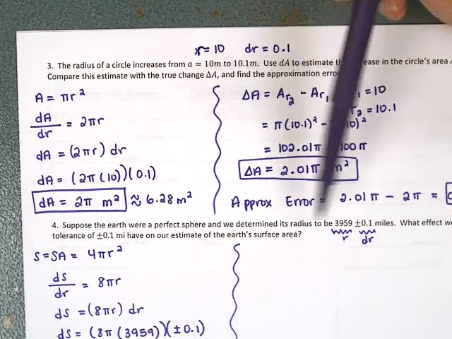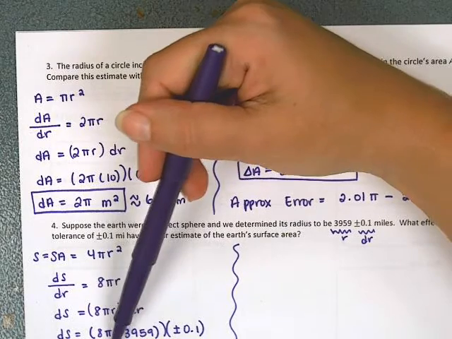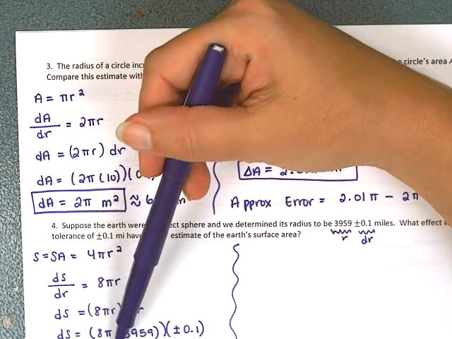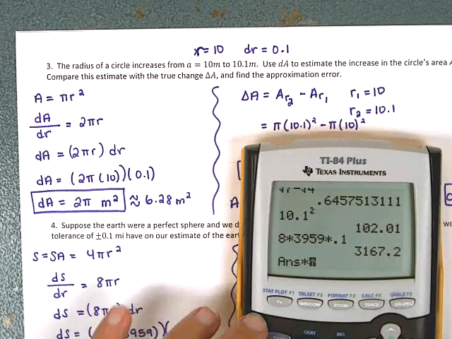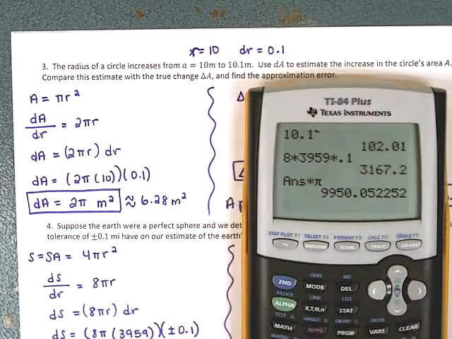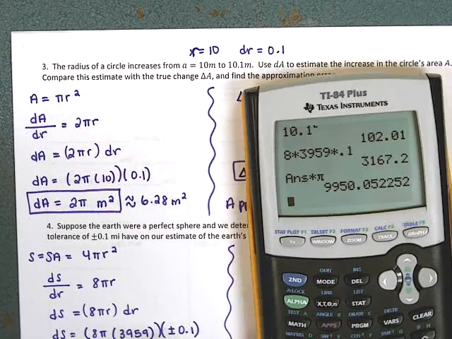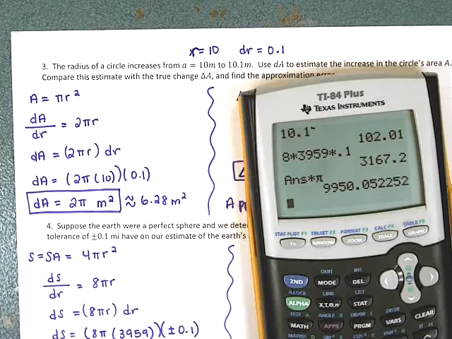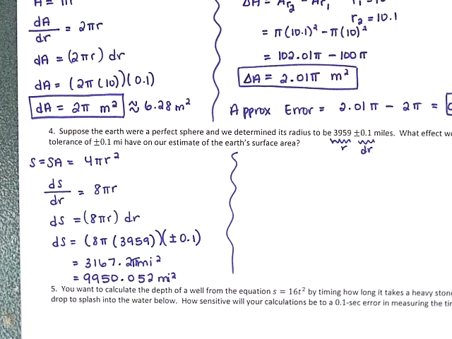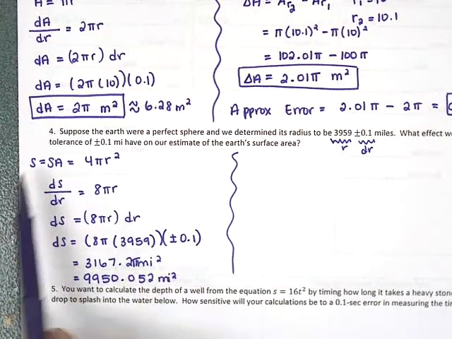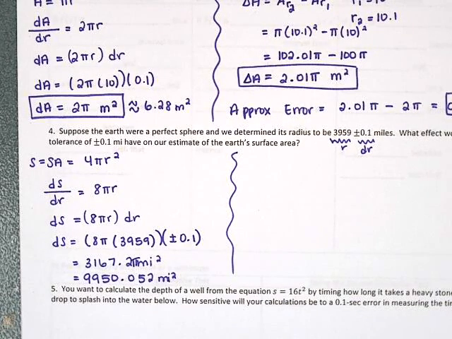Now, that means that changing the radius of the Earth by a very small amount, 0.1 miles, has a significant impact on the surface area by 3,167.2 pi miles, which, if you actually multiply that together, is 9,950.052 square miles of the Earth's surface that changes. That's the size of some countries. Like, that's crazy. Now, it just says what effect would the tolerance have on our estimate. It means we could be off in our estimate by 9,950 square miles.